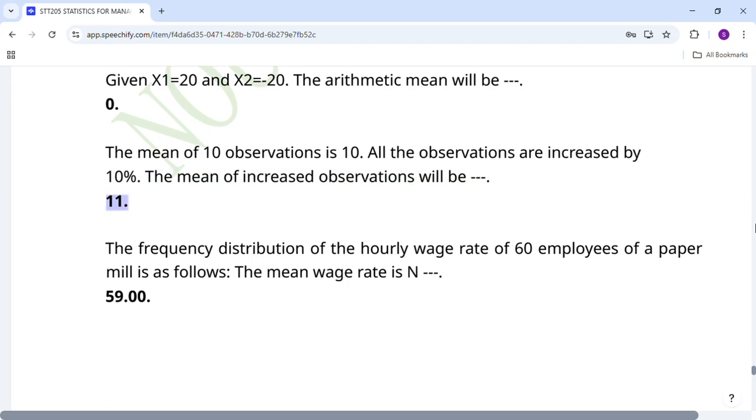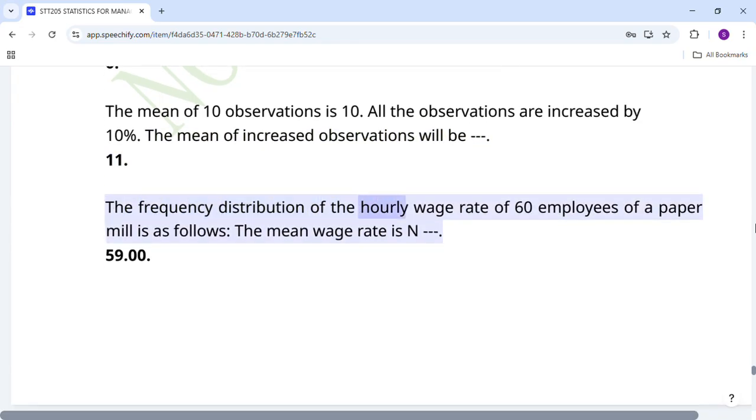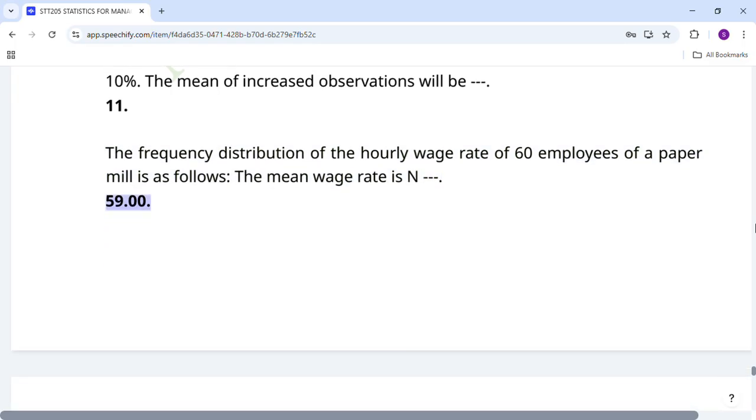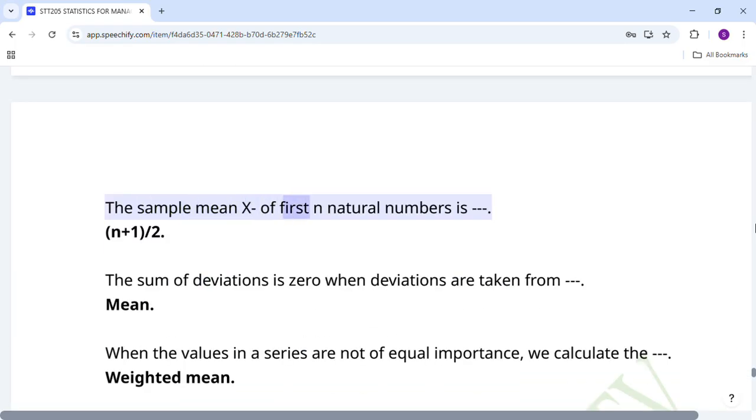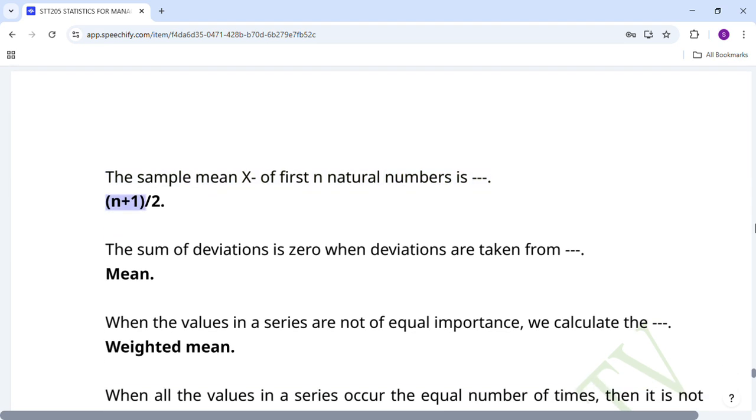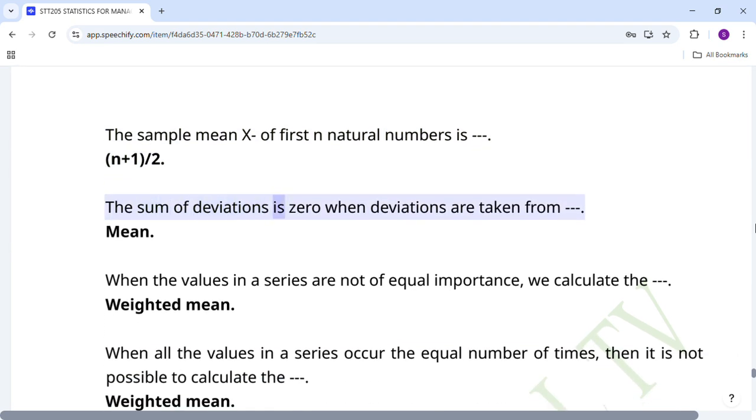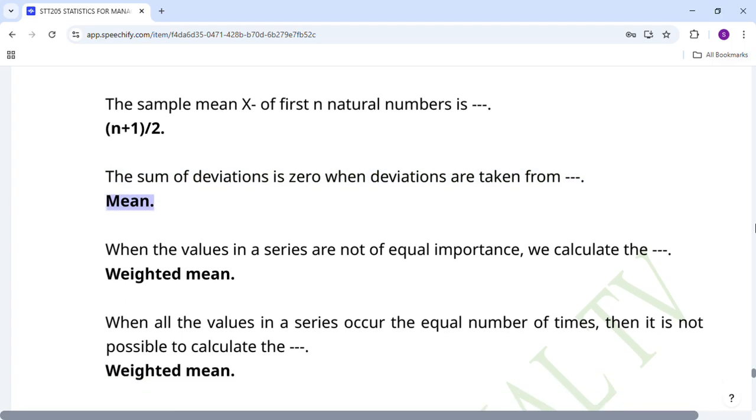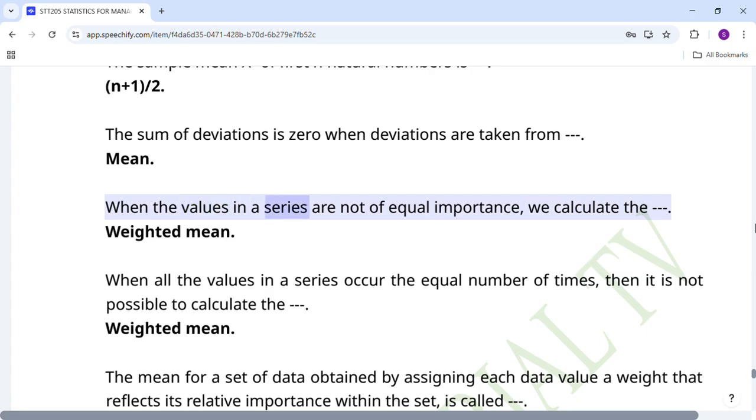The frequency distribution of the hourly wage rate of 60 employees of a paper mill is as follows. The mean wage rate is 59.00. The sample mean x bar of first n natural numbers is (n plus 1) by 2. The sum of deviations is 0 when deviations are taken from the mean. When the values in a series are not of equal importance, we calculate the weighted mean.